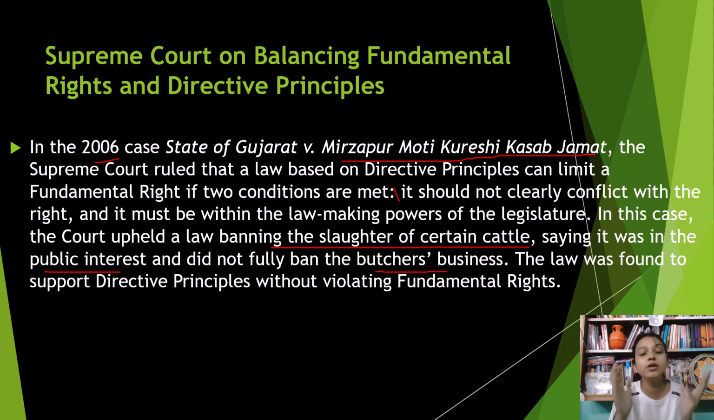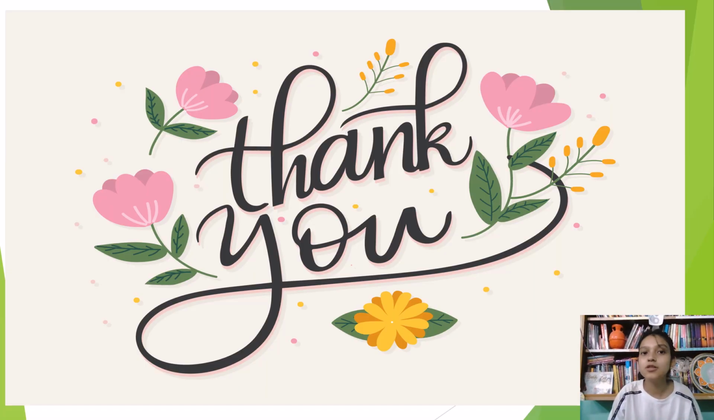So this is a very important case law on this matter, which came in the year 2006. So in this case, the Supreme Court has given a judgment balancing both fundamental rights and DPSP without causing any harm to both. So that is the judiciary's trend over DPSP and how they have from time to time made them enforceable. So this is all about what DPSP is in our Indian Constitution.